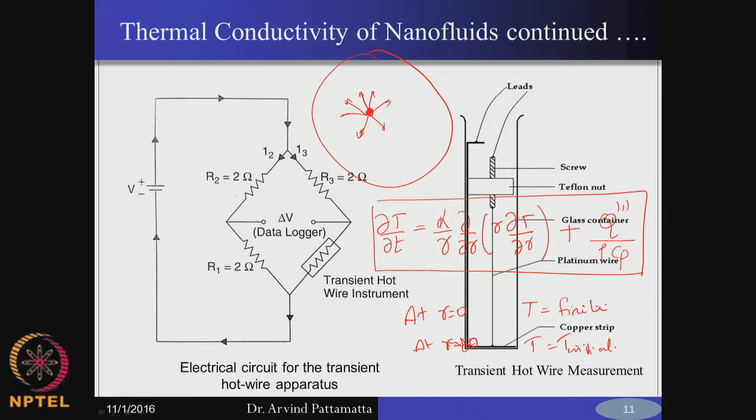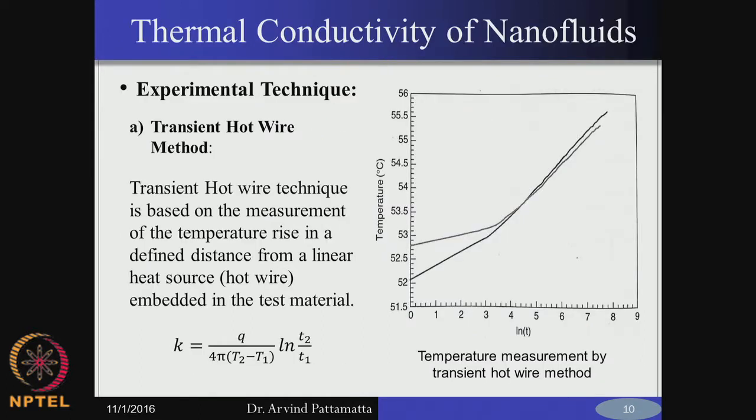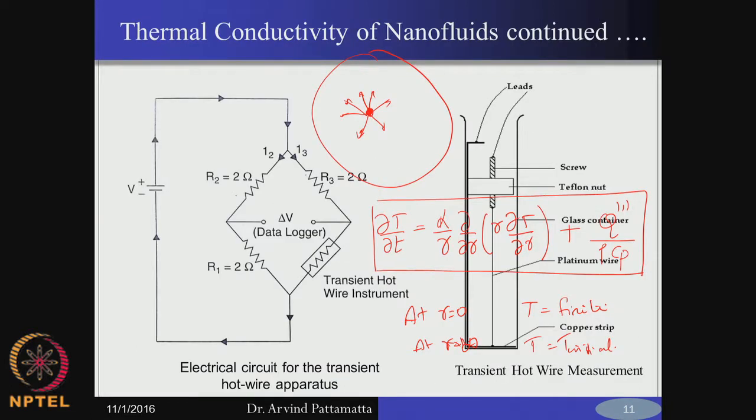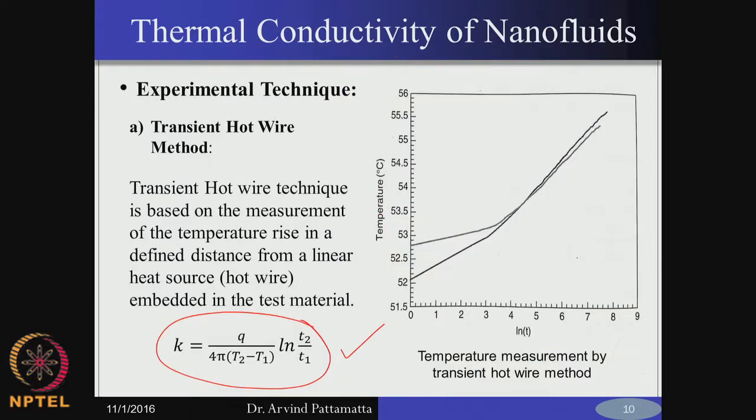So, you apply the boundary conditions and you will be able to find an expression for temperature and therefore thermal conductivity. That expression turns out to be of the form given here. This is your expression for thermal conductivity as a function of time and temperature. It comes from solving the transient one dimensional heat conduction in cylindrical coordinates, and what it tells you is that if you measure the temperature at two different time intervals, time t1 with temperature T1, and after a certain time t2 temperature T2, then based on these values and knowing how much heat is supplied to the platinum wire, you can find the thermal conductivity.